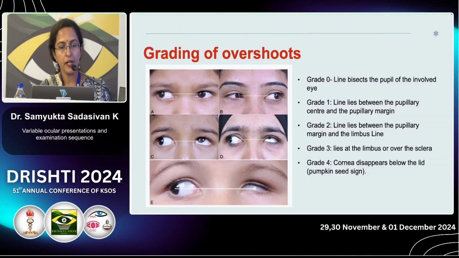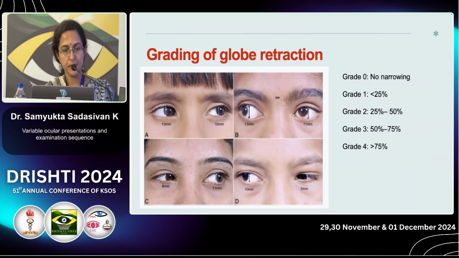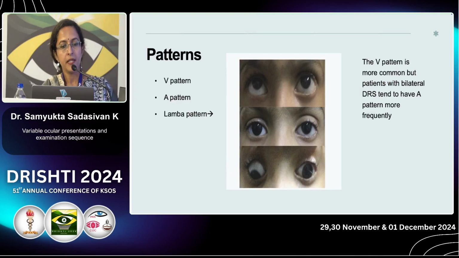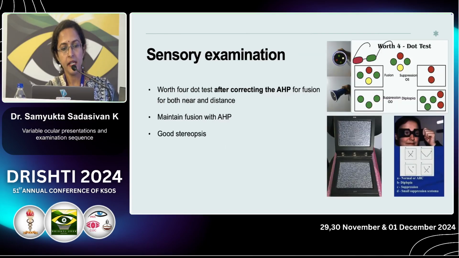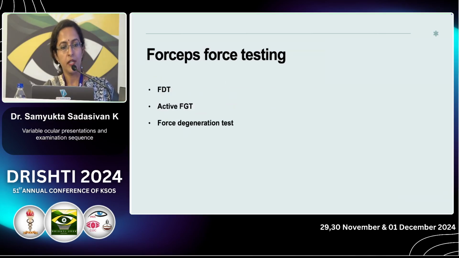So these have already been told about. Grading of overshoots, grading of globe retraction. And the patterns, V pattern is the most common type which we see in DRS. In bilateral DRS, they tend to have A pattern more frequently. Now this is an image of a lambda pattern DRS. Sensory examination follows, Worth 4 dot test, stereopsis test. Now coming to the most important thing when you plan your surgical correction of DRS, do have a very good idea about FDT, active FGT, and force generation test.